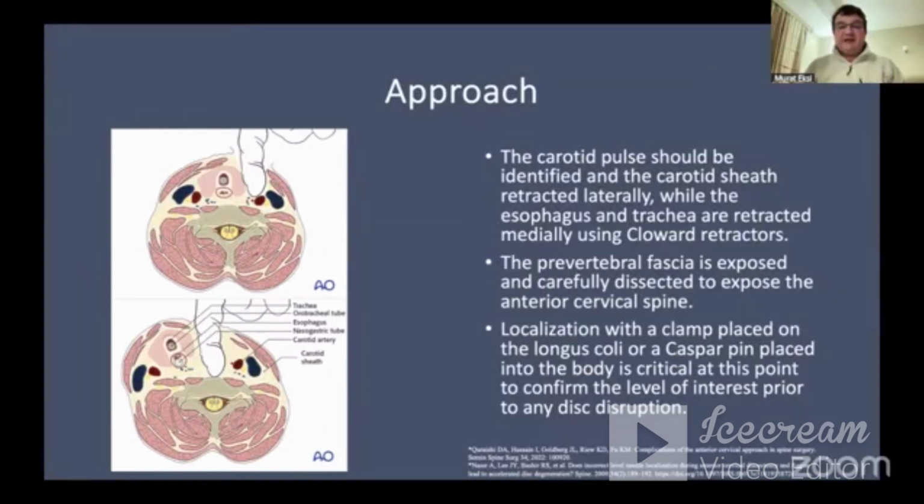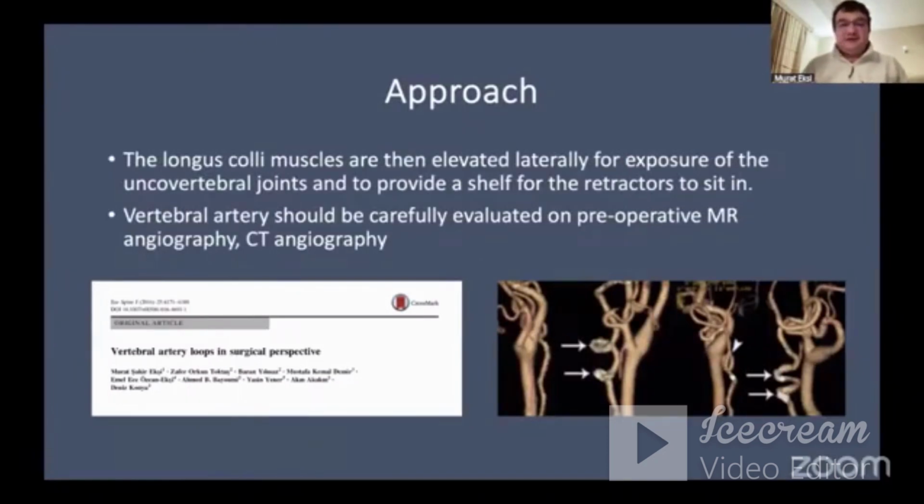Localization with a clamp placed on the longus colli or a Caspar pin placed into the vertebral body is critical at this point to confirm the level of interest prior to any disruption. Following finding the target level, the longus colli muscles are then elevated laterally for exposure of the uncovertebral joints and to provide a shelf for the retractors to sit in.